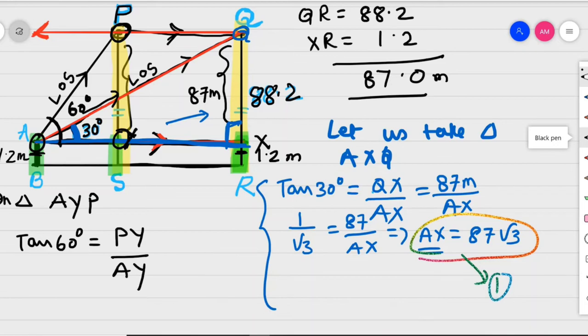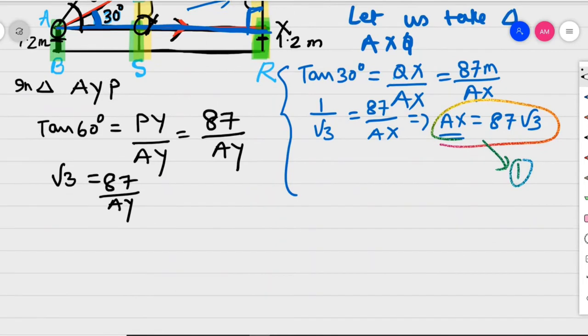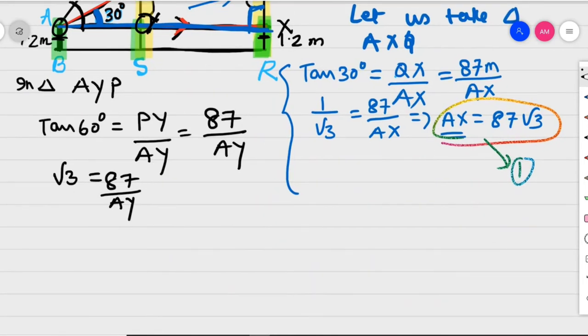Now what is your PY? I have already told you that QX and PY both are 87 meters. So 87 by AY, AY is not known to you. So tan 60 is how much? Tan 60 is root 3. Root 3 is equal to 87 by AY. Okay. Now let us see what we are getting. This implies AY is equal to 87 by root 3.